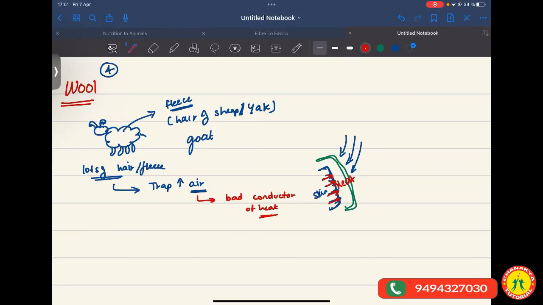So when heat is produced and this cold air becomes hot, the wool will start trapping the heat. It will become a bad conductor of heat. Bad conductor means it will not allow the flow of heat outside. It will trap the heat and make us feel warm. This is how wool works. This is how wool keeps our body warm. Am I clear? Was it understandable? Yes, ma'am.